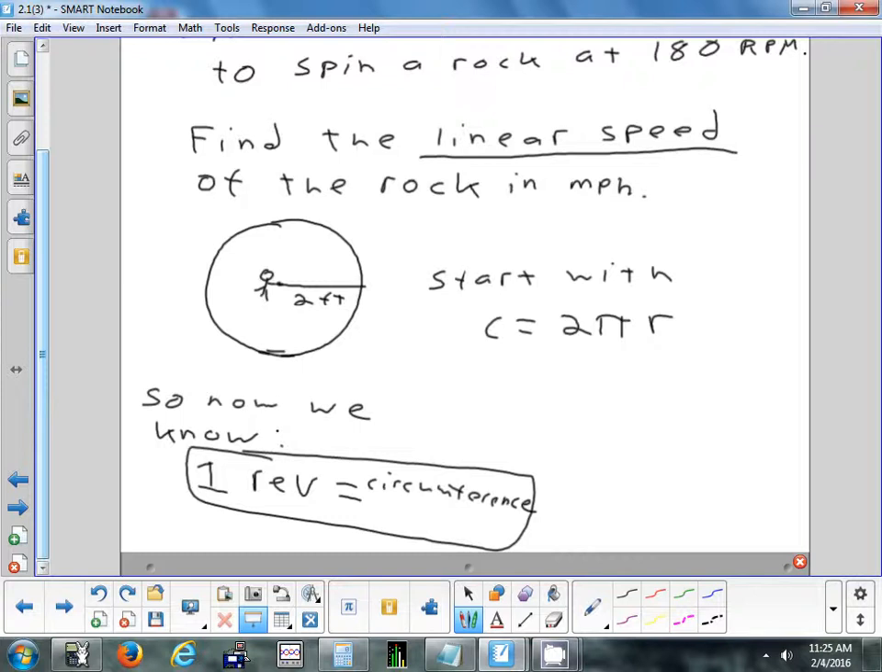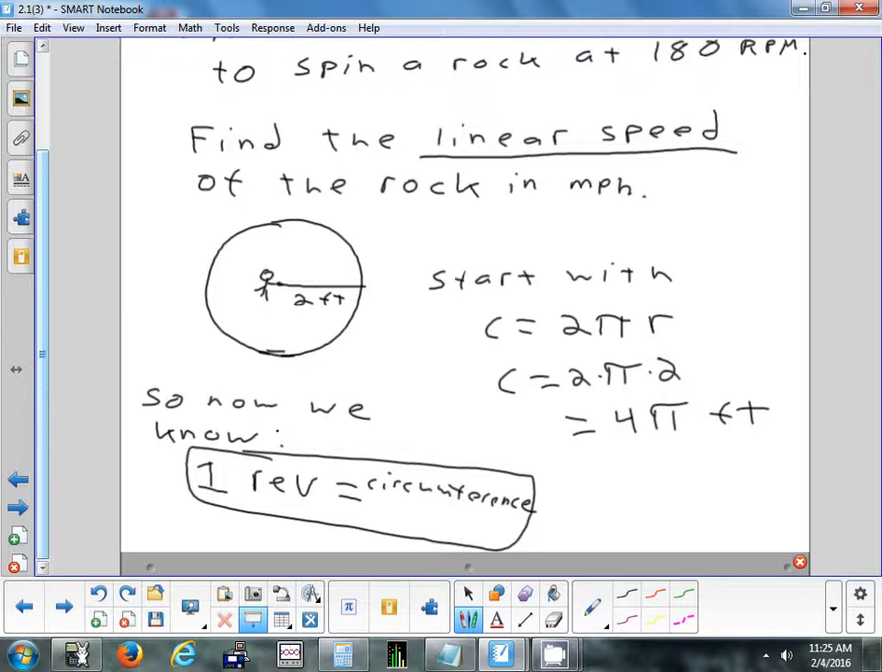All right, so here's our formula to figure out the circumference. What's the radius of the rope? 2 feet. So my circumference is 2 pi times 2, and 2 times 2 gives me 4 pi feet. I first put 8 by mistake. Okay, any questions on that?